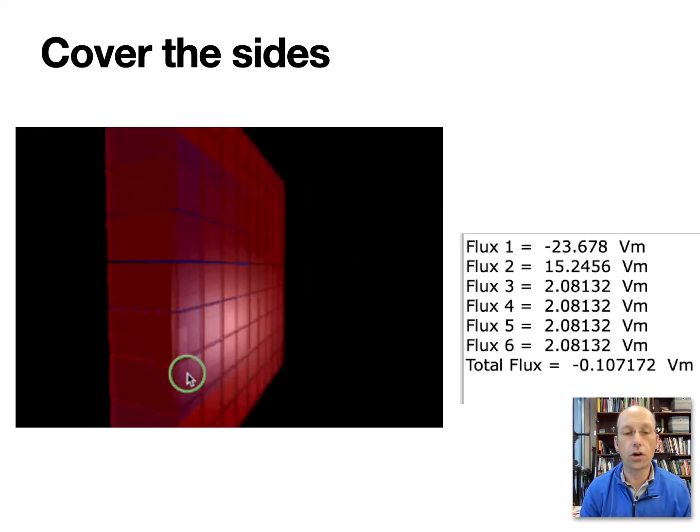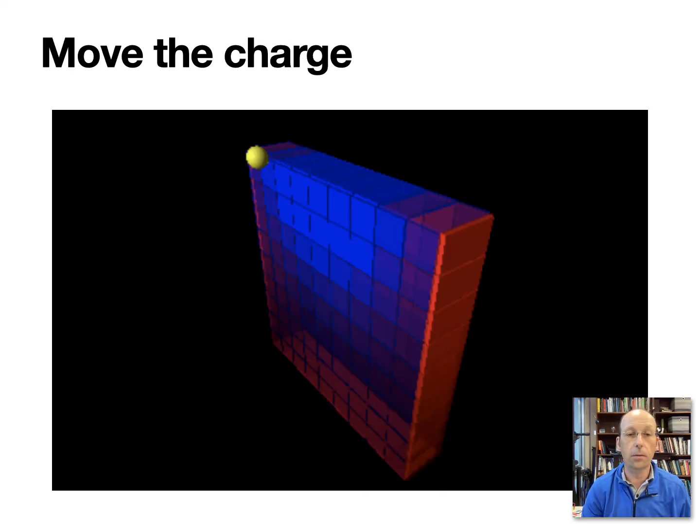Now, what if I move the charge? It doesn't have to be right there. Here's the charge up in the corner of the box. And you can see that part of it has blue squares because those are negative fluxes, and part are positive because those are positive fluxes. I didn't show the total flux, but the total flux is still close to zero.